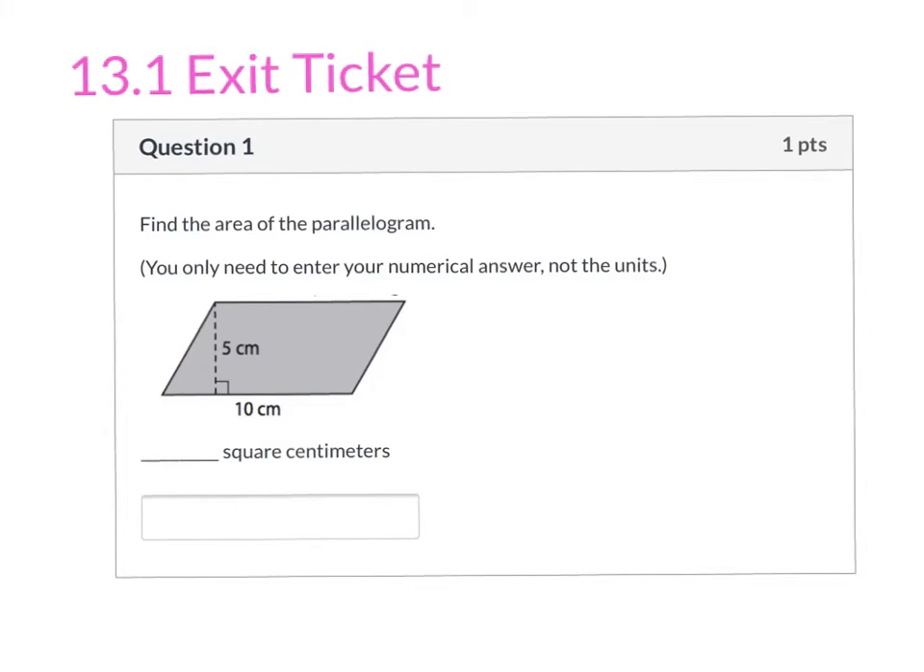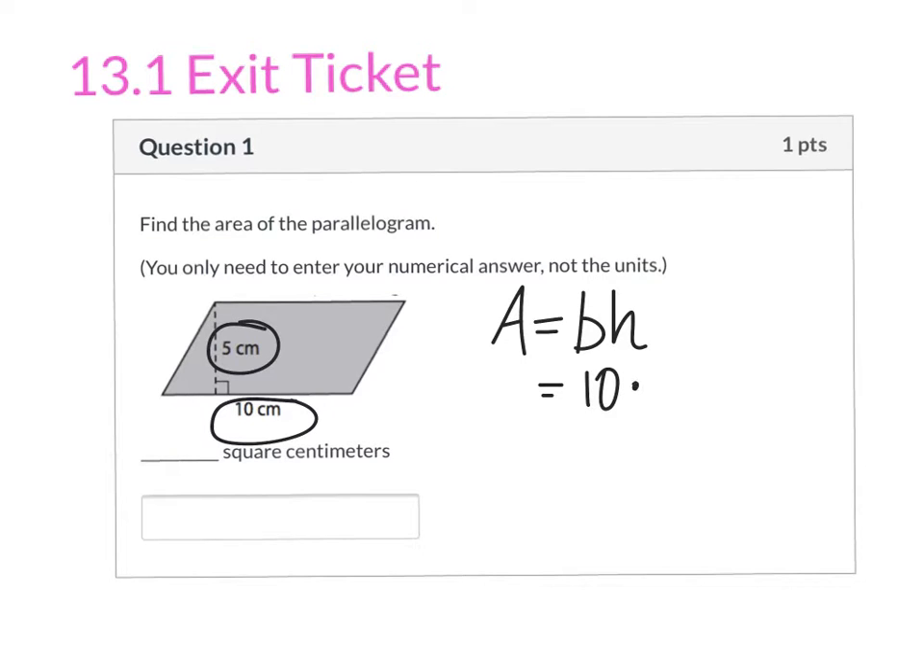In our first problem, we're finding the area of the parallelogram. So to start this problem, I'm going to write that formula. Area equals base times height. In this parallelogram, the base is 10 centimeters. The height is 5 centimeters. So I'll be multiplying 10 times 5, and I will get my answer. You're going to do that calculation on your own.